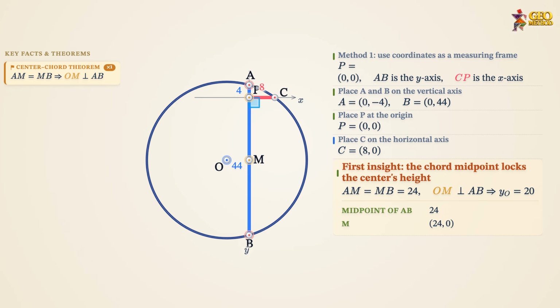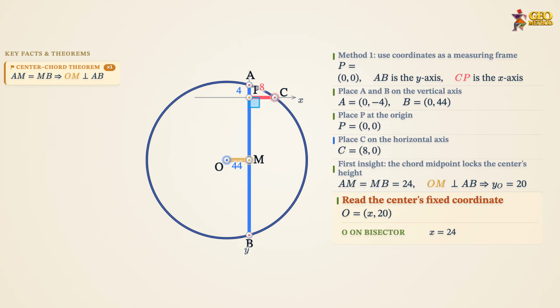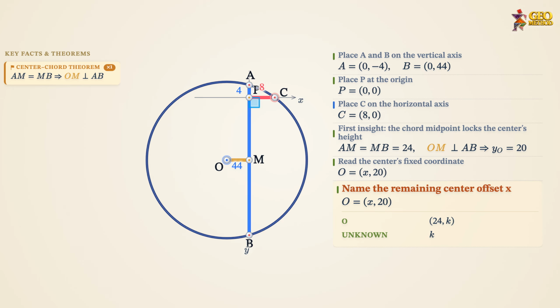First insight. The center lies on the perpendicular bisector of every chord. The midpoint M of the 48-unit chord is 20 units below P, so the center must lie on the horizontal line through M. Its y-coordinate is locked at 20 before we solve anything else. Only the horizontal offset remains unknown, so write the center as (x, 20). This single unknown x tells us how far the center sits left or right of the chord.